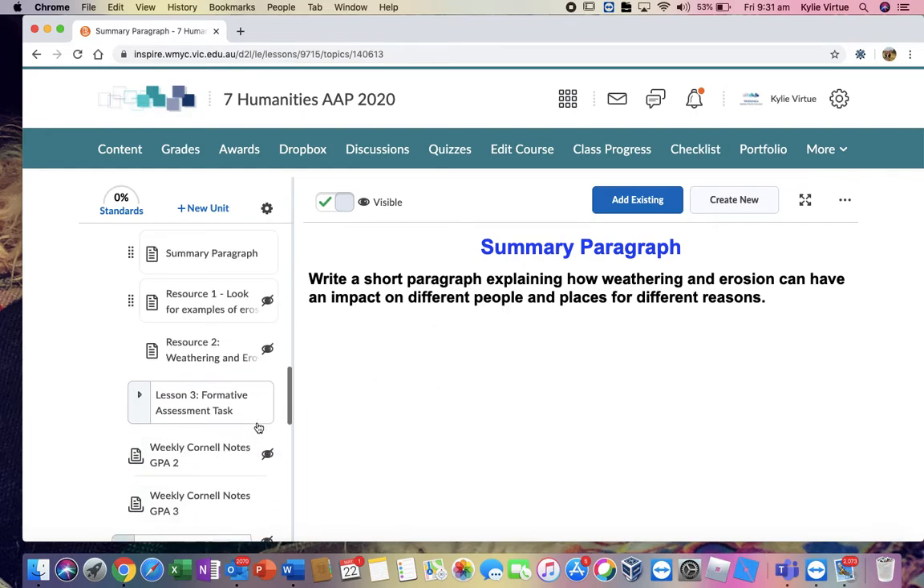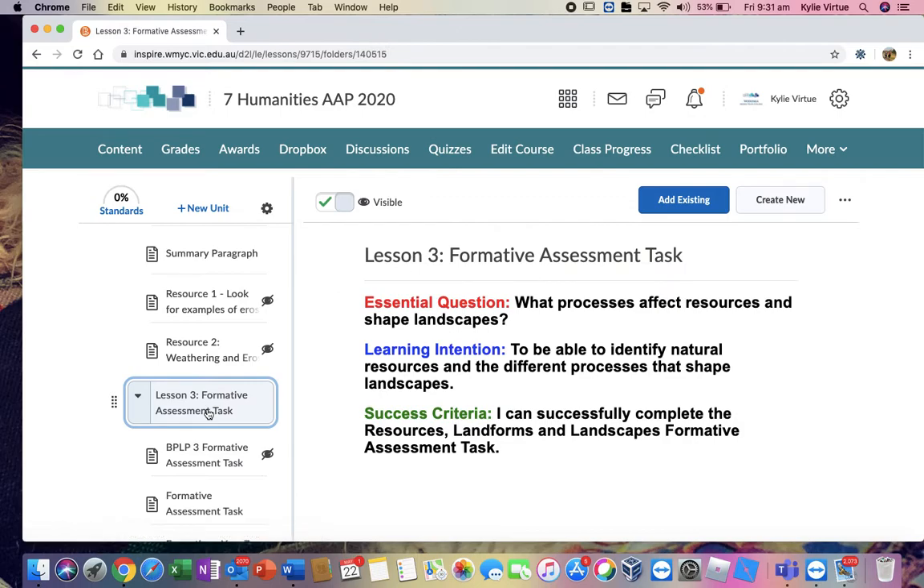So that's why we're actually looking at the formative task. And this is what we're going to be working on next week over our couple of sessions. So I'm just introducing it today. It's up to you whether you get started on it. So definitely don't want people finishing it, but we can start. So what processes affect resources and shape landscapes, and to be able to identify natural resources and the different processes that shape landscapes. And you can successfully complete the resource landforms landscapes formative assessment task.